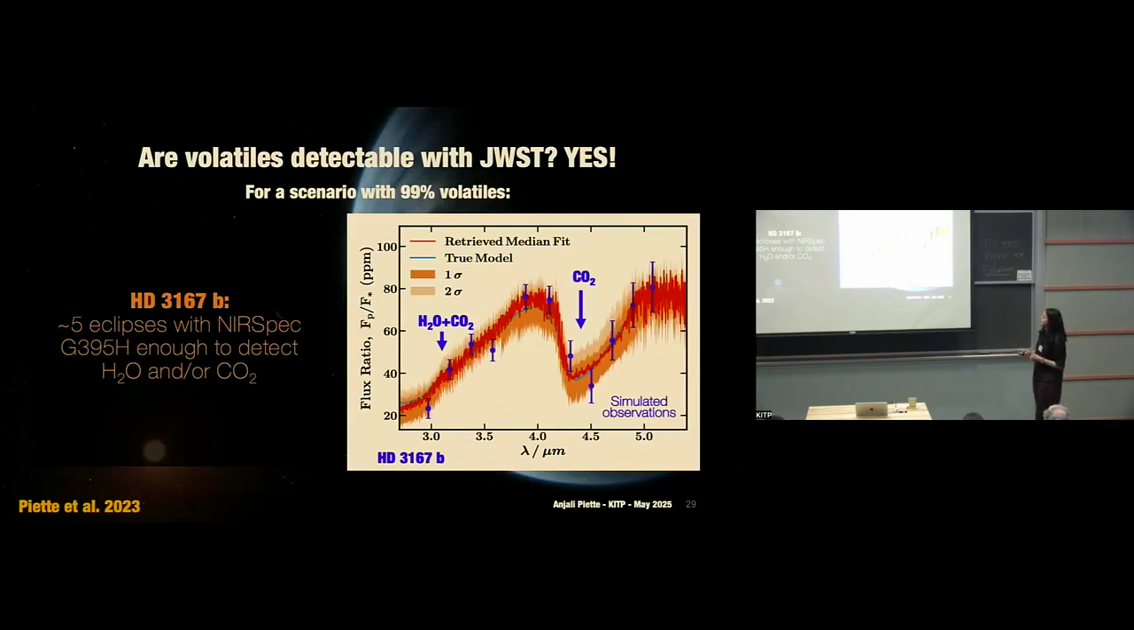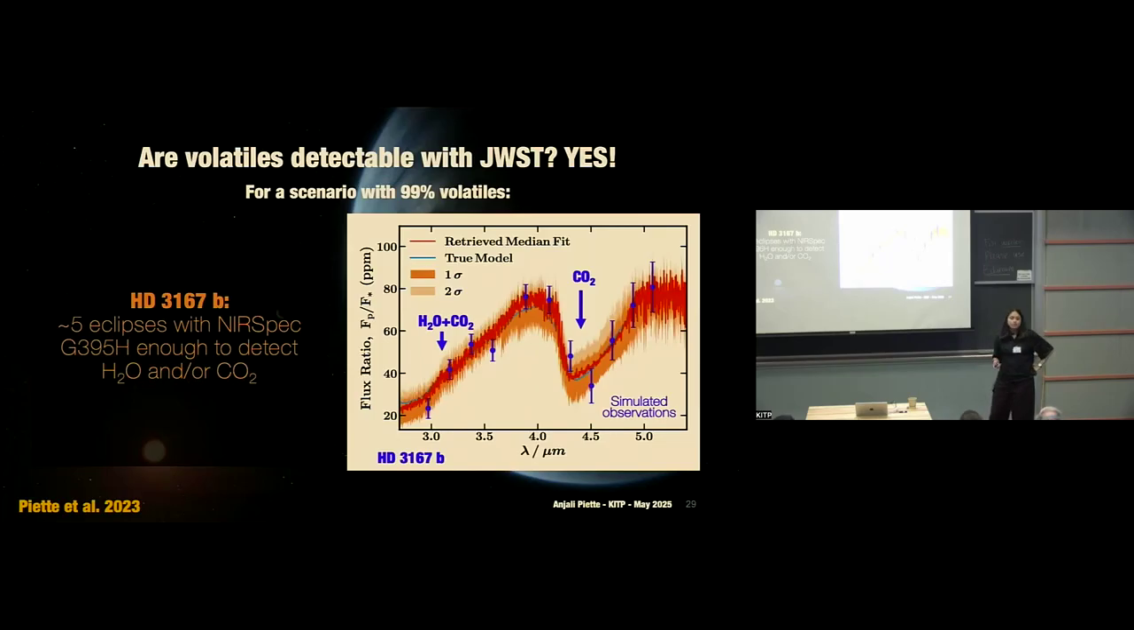This is one case which has a fairly bright star, HD 3167b. And this is simulated data where I've put in a volatile-rich atmosphere made of water and CO2. You can see that with 5 eclipses with NIRSpec, which is a very reasonable amount of time to ask for, you could distinguish a CO2 dip here and a combination of water and CO2 down here. I will caveat this and say this is a clear atmosphere, and I put in quite a lot of volatiles as well. So we should definitely try and observe things like this for some of the lava world targets.